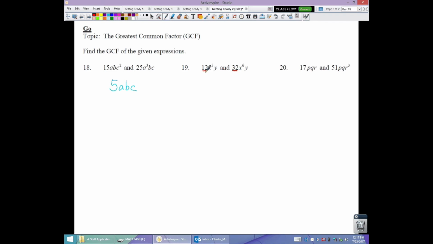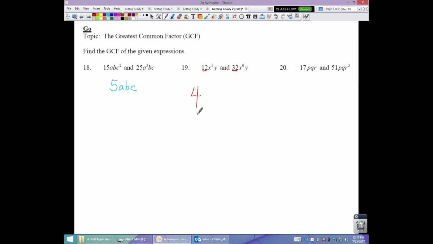So what things do go into 12? Well, 6 does. That doesn't go into 32, though. 4 does. Yep, that goes into 32 also. And you might just try to check it the other way and go, okay, well, what else went into 32? And I know 8 does, but 8 doesn't go into 12. So for the number parts here, the GCF is 4.